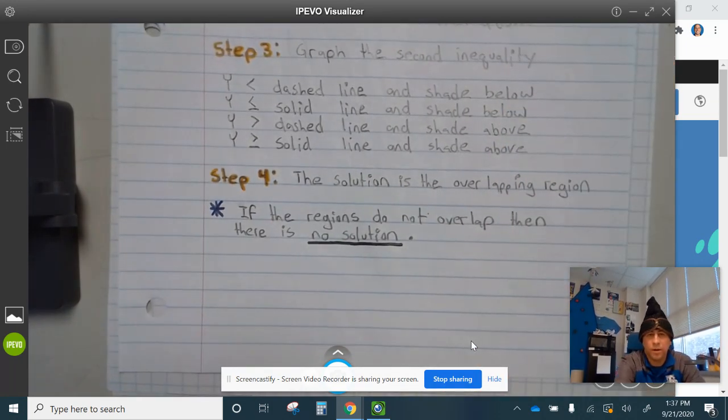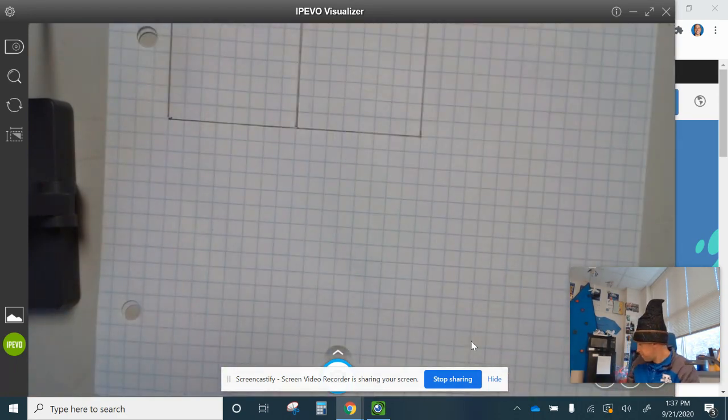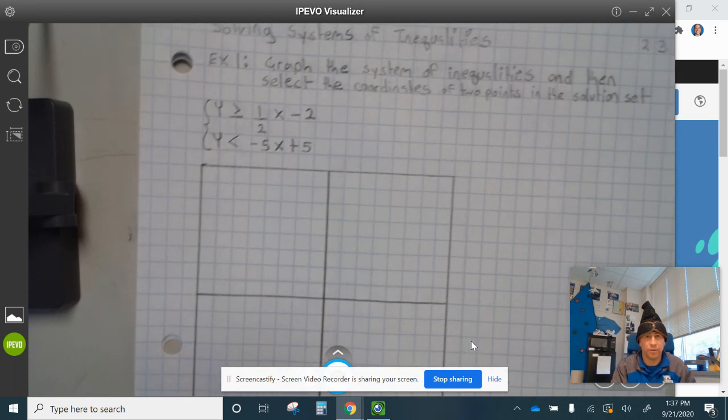A little note, if the regions do not overlap, then there is no solution. If you would, update your notes. Okay, now your notes are updated. Let's take a look at the example.